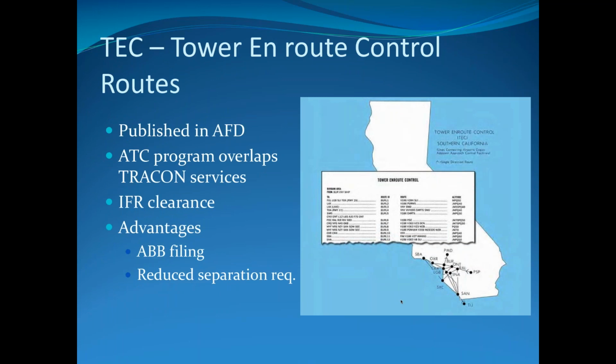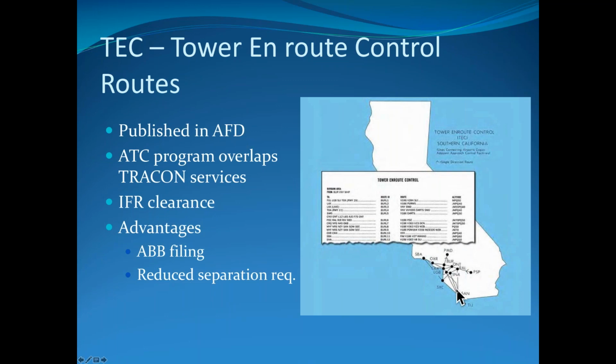All right, so these tower en route control routes, we call them tech routes. Pretty much the only place that I can think of that you'll ever see these is in the Southern California area. That's due to the amount of large airports right next to each other, the proximity of these airports. So it's really busy down there. There are other places that may have these en route control charts, but the first one that always comes to mind for me is Southern California.